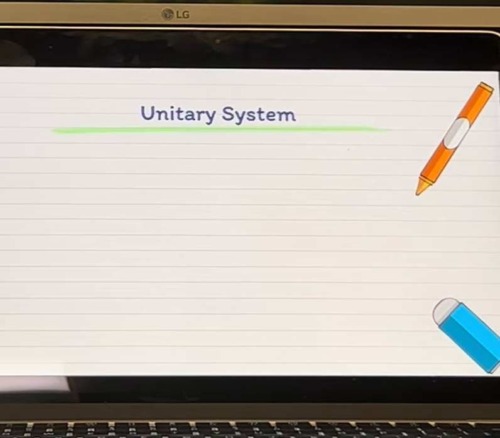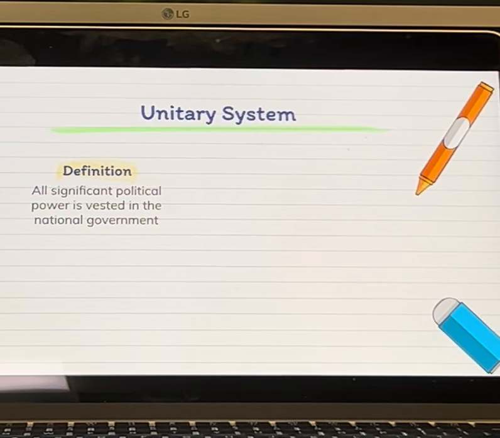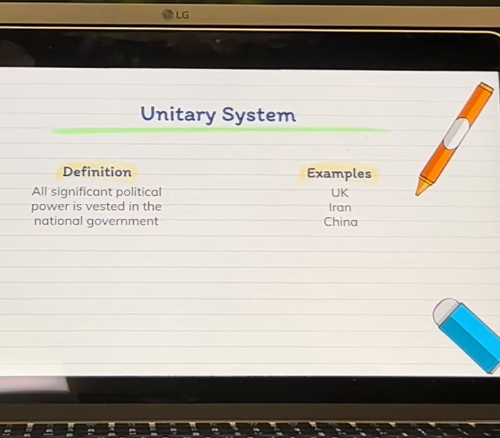So a unitary system is when all significant political power is vested in the national government according to the Constitution or whatever you want to call it. So that's 3 of our 6 countries. Yeah, it's split right down the middle. Okay, so the examples are the UK, which you're not going to think of on the AP exam.